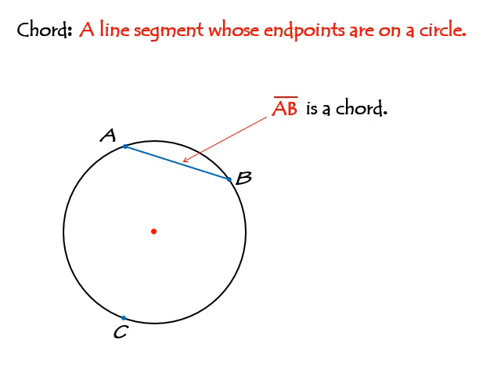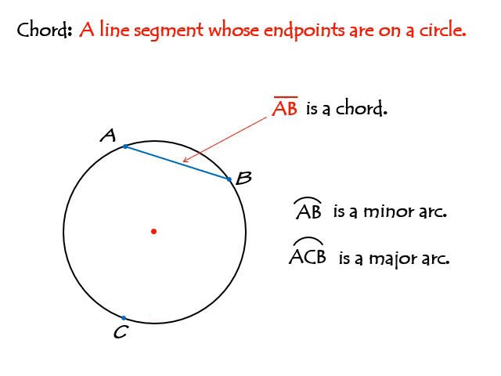Now notice that AB creates an arc. So here, you see this arc here? That's arc AB, and that is a minor arc. And notice that there's an arc here as well. ACB, that would be the major arc.